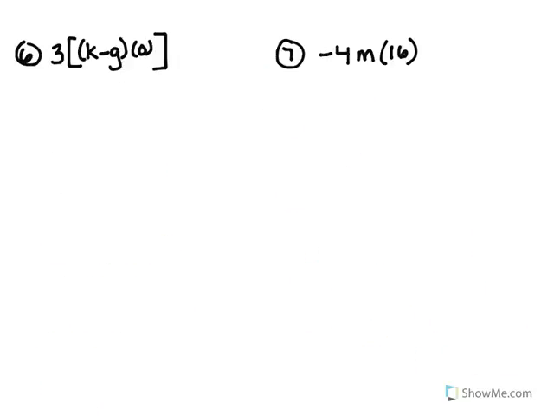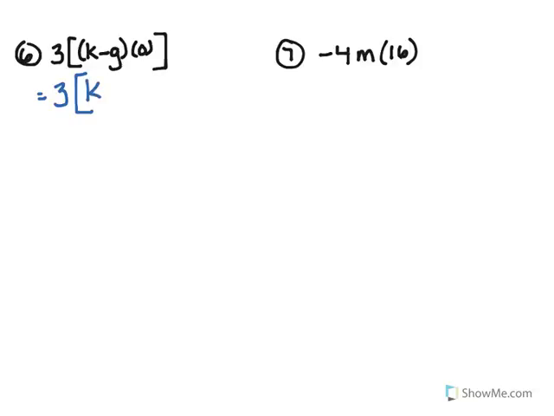Alright, let's take a look at some more. Problem number 6 has a couple of things going on. We're going to start with what's inside the brackets, the k minus g of 0. So for starters, I'm going to leave the 3 exactly where it is. I'm going to deal with the inside first and work my way out.